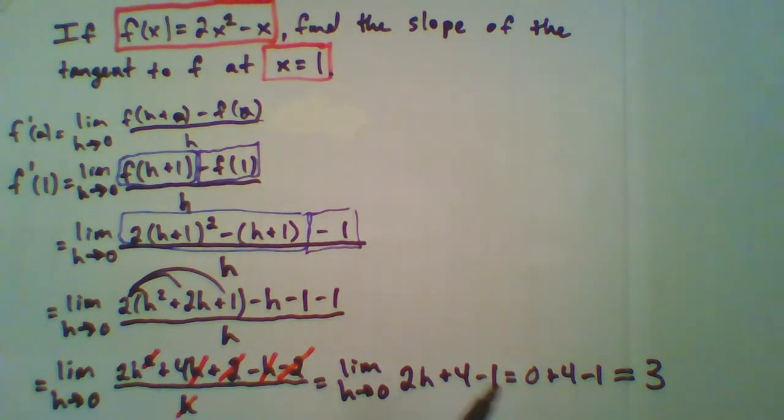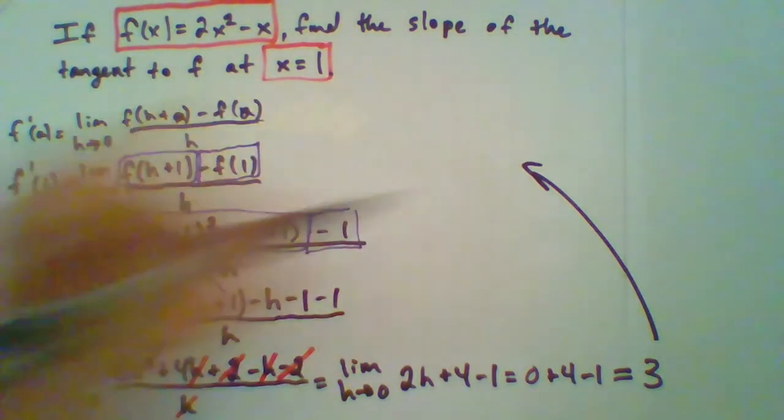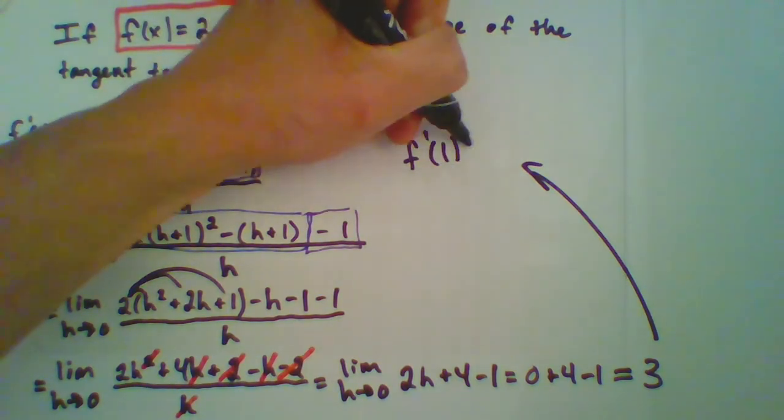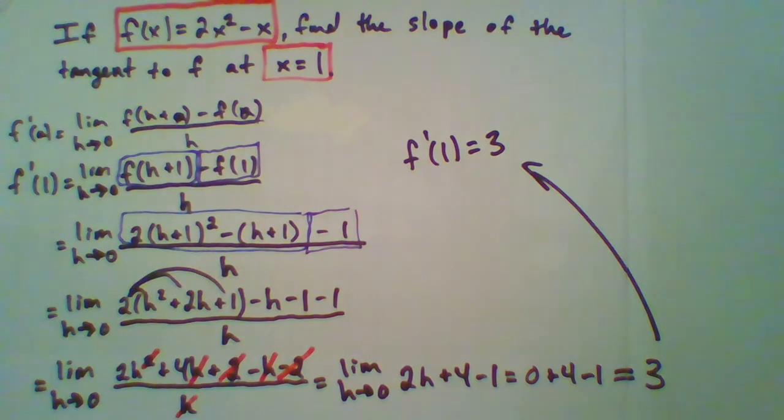Okay, so finally, just to interpret this answer, what this gives us is f prime of 1 equals 3, or in other words, when x is equal to 1, the slope of the tangent is 3.